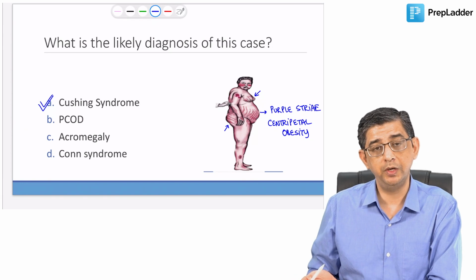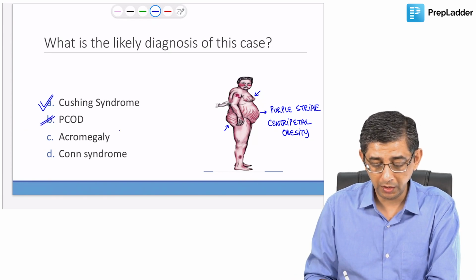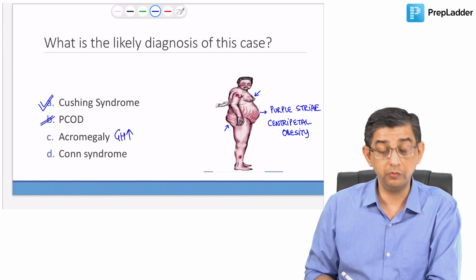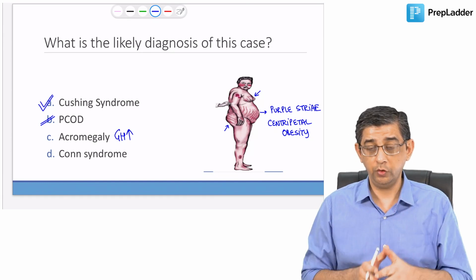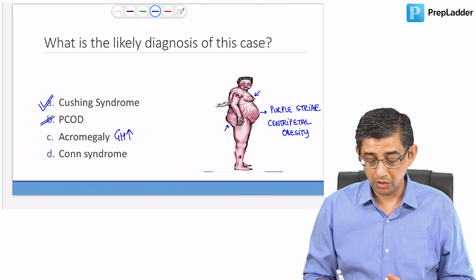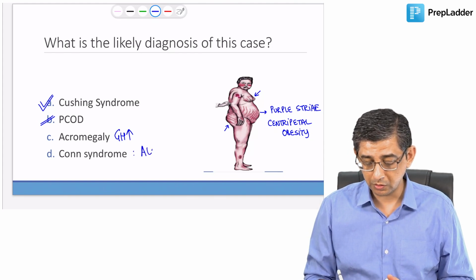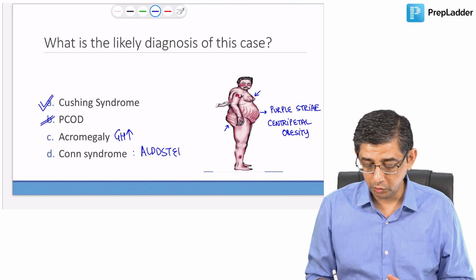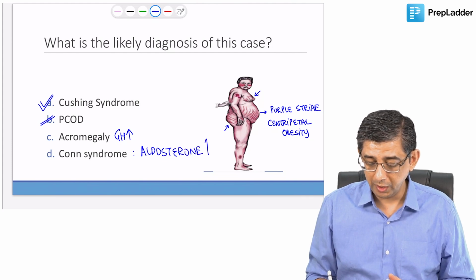PCOD cannot be diagnosed by looking at a patient, so ruled out. Acromegaly will have excess of growth hormone, so there would be an increase in the size of the hands, and we have already discussed a question on acromegaly in the earlier part of the discussion. Conn syndrome will have excess of aldosterone, so there should be mention of hypertension. You cannot diagnose Conn syndrome by looking at the patient.